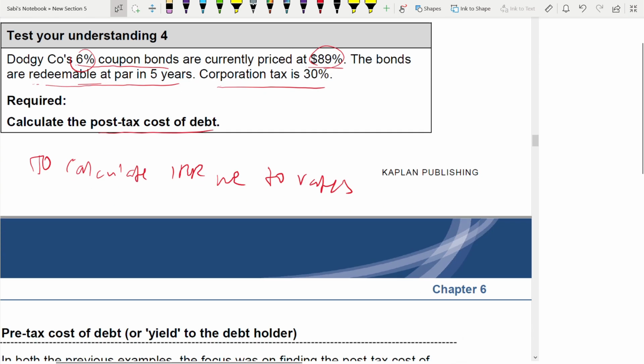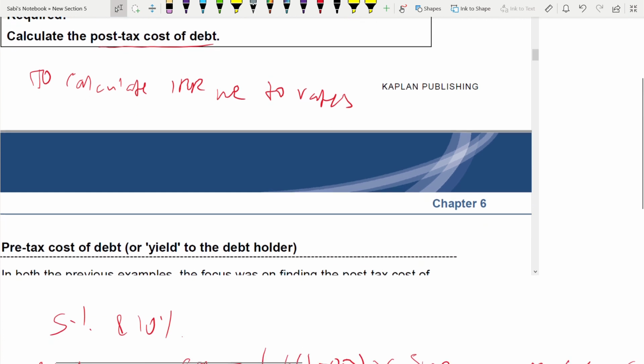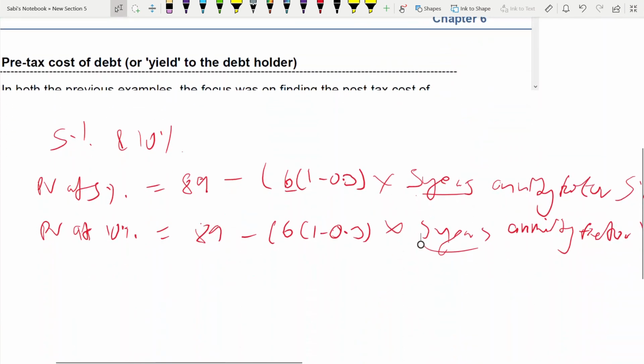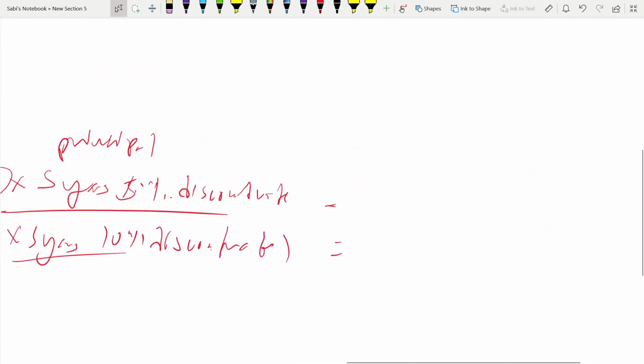that's how you find out. From 89, you first deduct the present value of interest, using the annuity factor, for both present value at 5 and 10%. The amount that you get has to be equal to minus 7.58. This has to be equal to 10.98. One is positive, one is negative if you see.